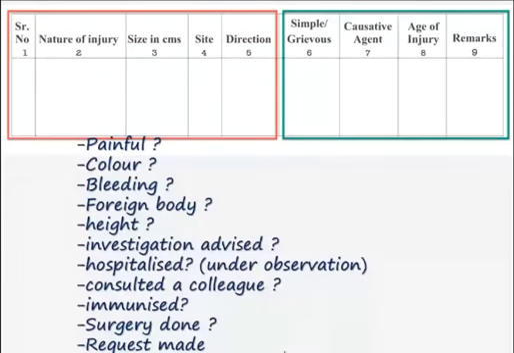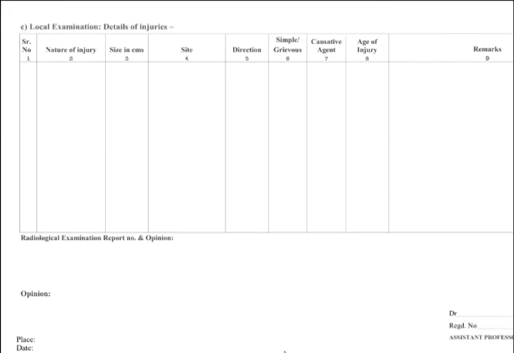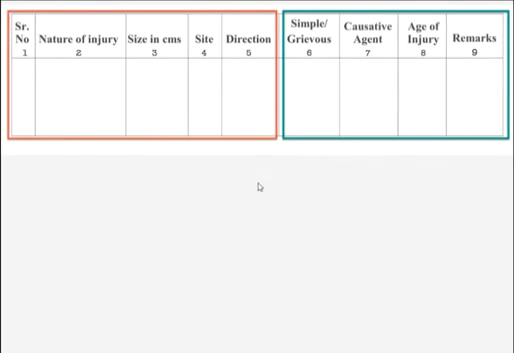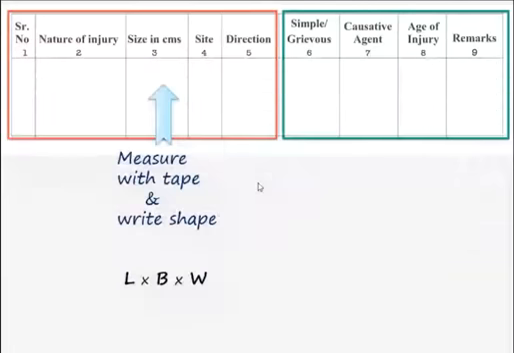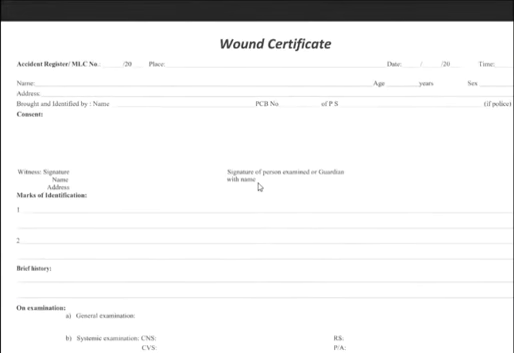So in the wound certificate, what are you going to write? The particulars to be written: serial number, admission number, that is very important. Then date and time of examination, who has brought the patient, and by whom. If a police constable brings the patient, write his name.